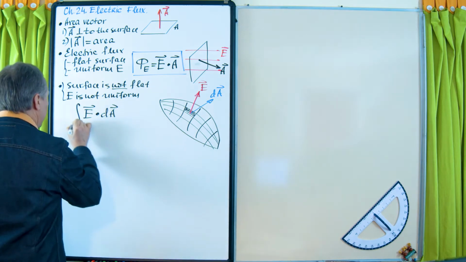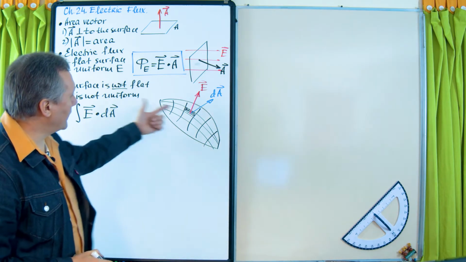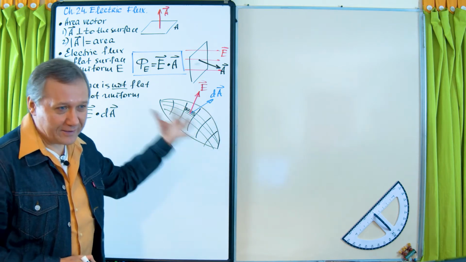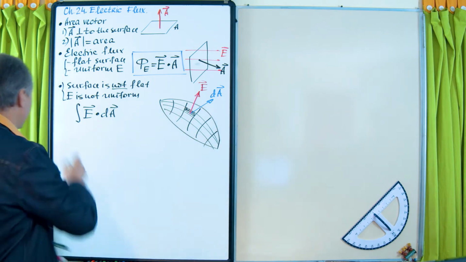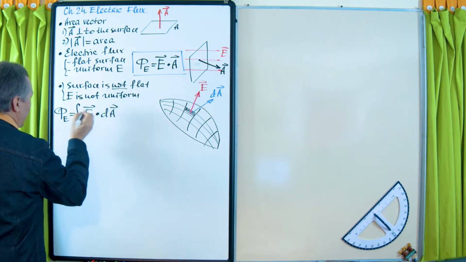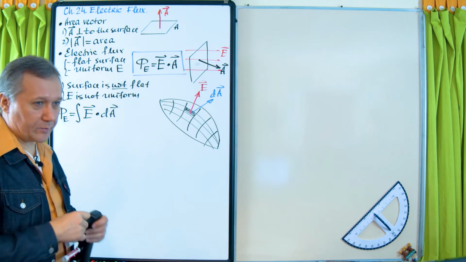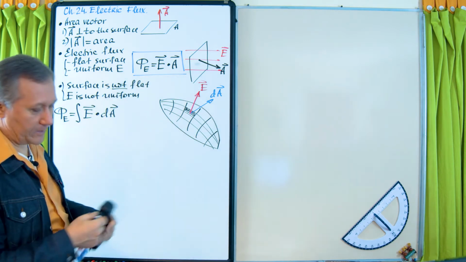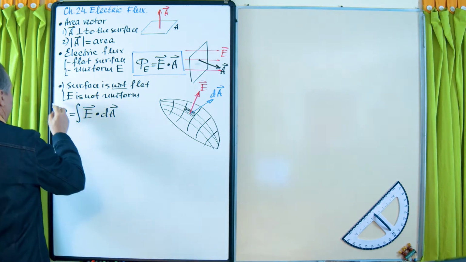So if I put an integral here, it just means that I added all these small contributions to the total electric flux. Okay, so now the flux in this case can be found using this expression. This expression is more general. The previous one is a special case of this situation. So let me frame this.